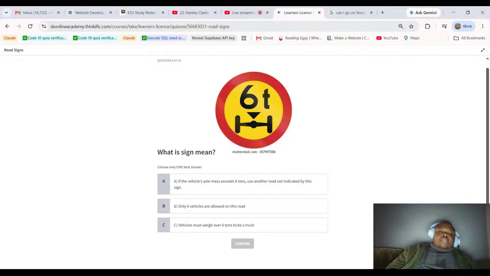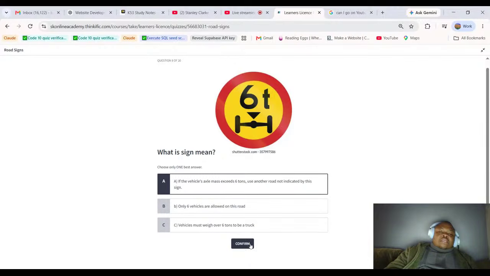Next question. What does this sign mean? Is it A, if a vehicle's axle mass exceeds 6 tons, use another road not indicated by this sign? Or B, only 6 vehicles are allowed on this road? Or C, vehicles must weigh over 6 tons to be a truck?